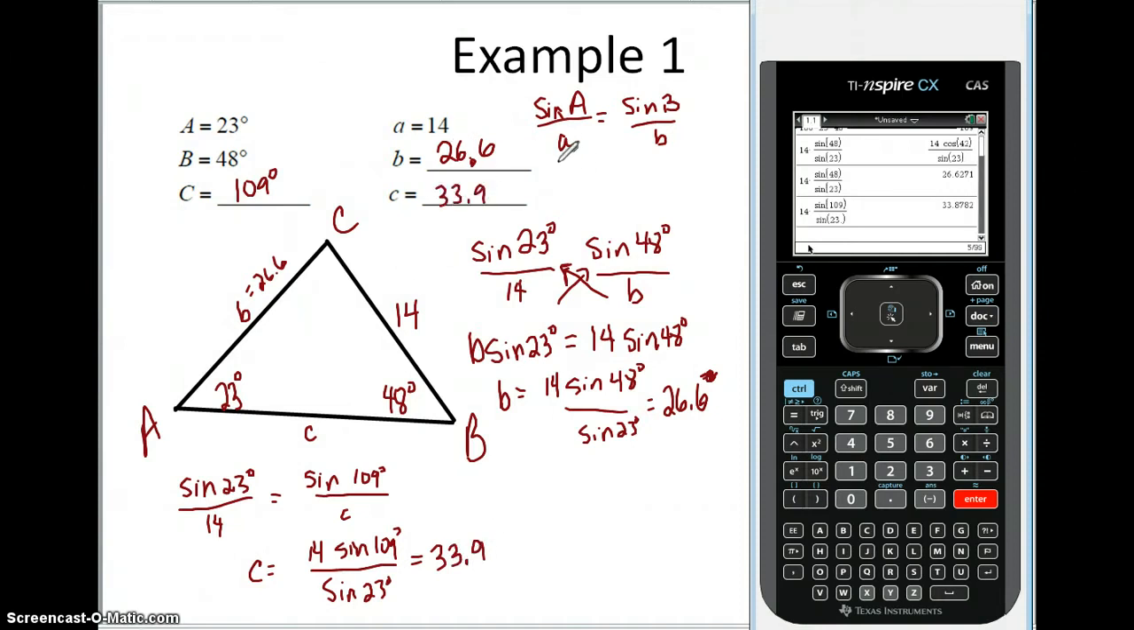All right, so that's the first example. If you want to try the second one on your own and then look at the solutions, you can do that. So I'm going to go on to the next problem.